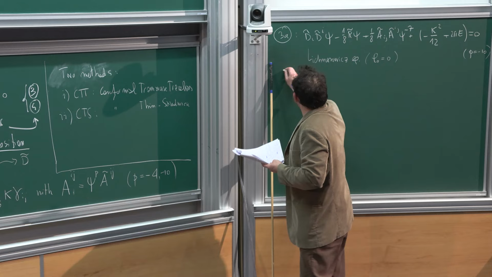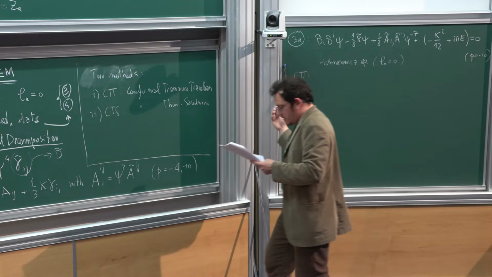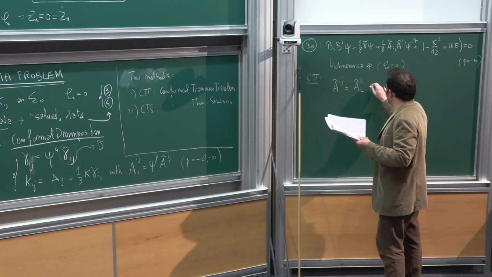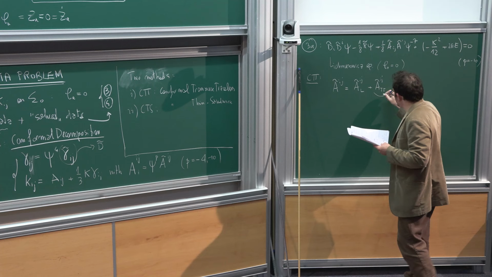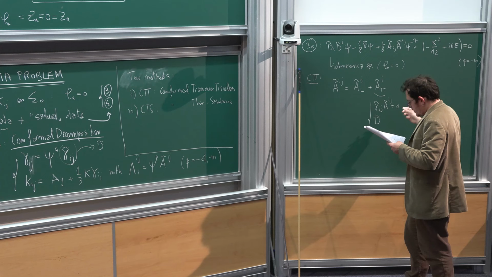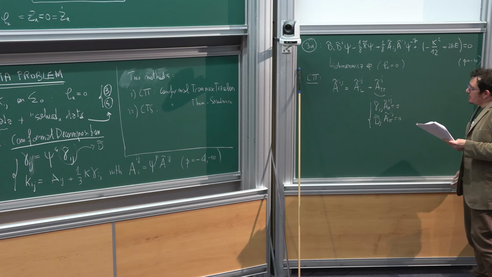So for CTT, what you do is to say, well, I have this decomposition of the extrinsic curvature. I have an A tilde with minus 10. And my A tilde up, I imagine it as made of two pieces, a longitudinal one and a transverse traceless one. By definition, this is traceless with the conformal metric. And you also demand that its conformal divergence is zero. So this is what you demand. Okay? And then I have this other piece.